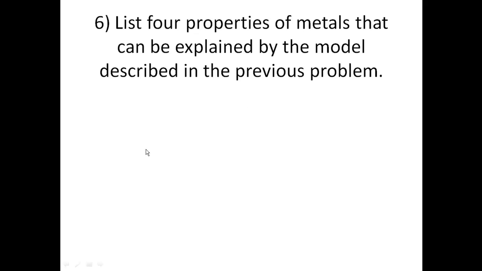So, list 4 properties of metals that can be explained by the model described in the previous problem. So we think of the sea of electrons, and this allows metals to conduct electricity. The reason for this is the electrons can move quickly and freely between the atoms, and what is electricity but the flow of electrons. So that's why metals work so well as conductors.